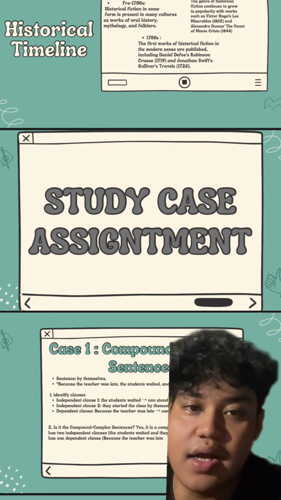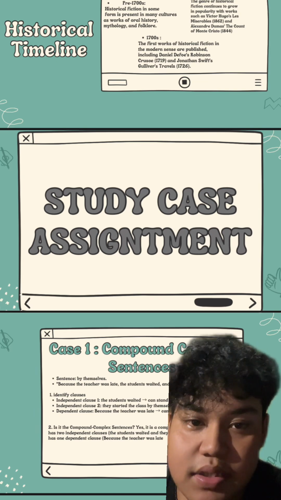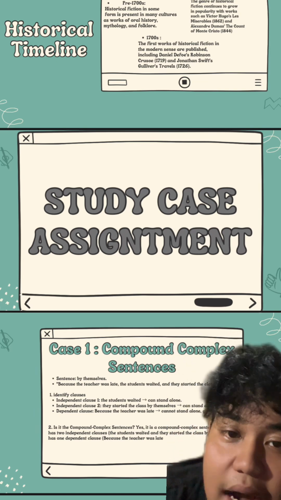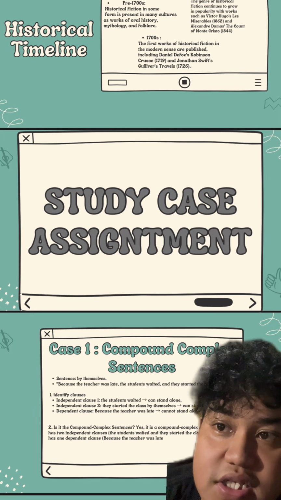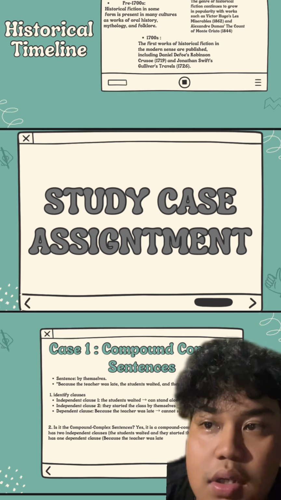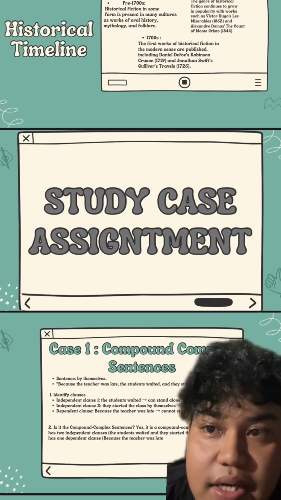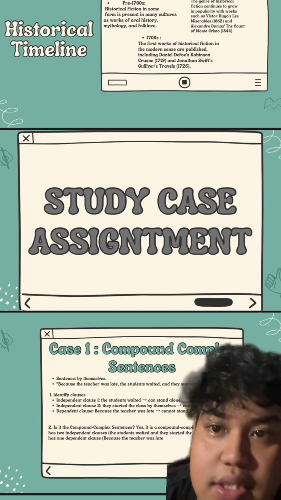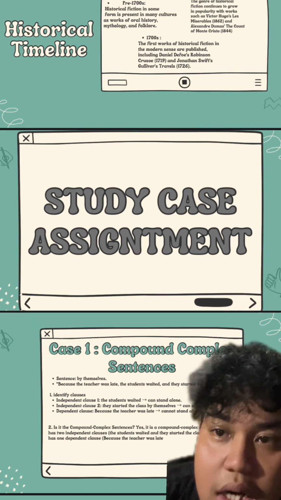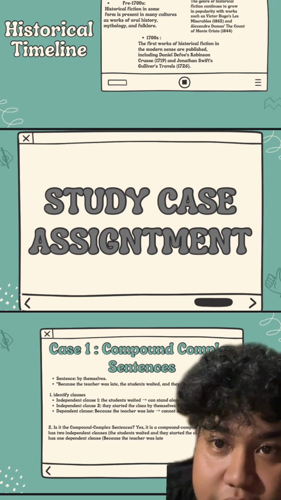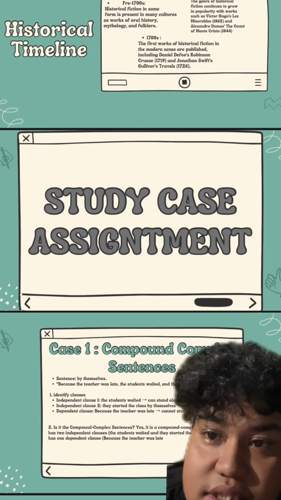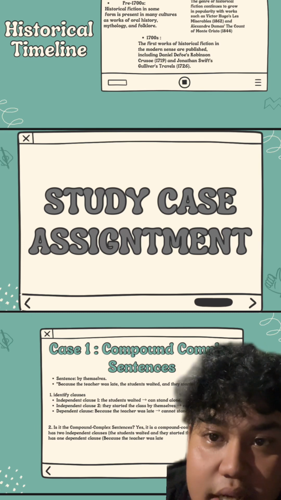Now we have a case study assignment. Case 1. Compound complex sentence. Sentence: Because the teacher was late, the students waited and they started the class by themselves. Identify clauses. Independent clause 1: the students waited, it can stand alone. Independent clause 2: they started the class by themselves, it can stand alone. Dependent clause: because the teacher was late, it cannot stand alone and gives the reason.